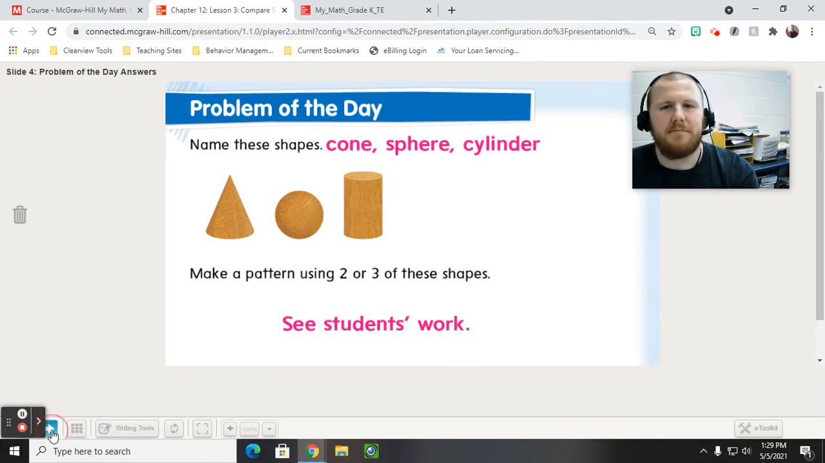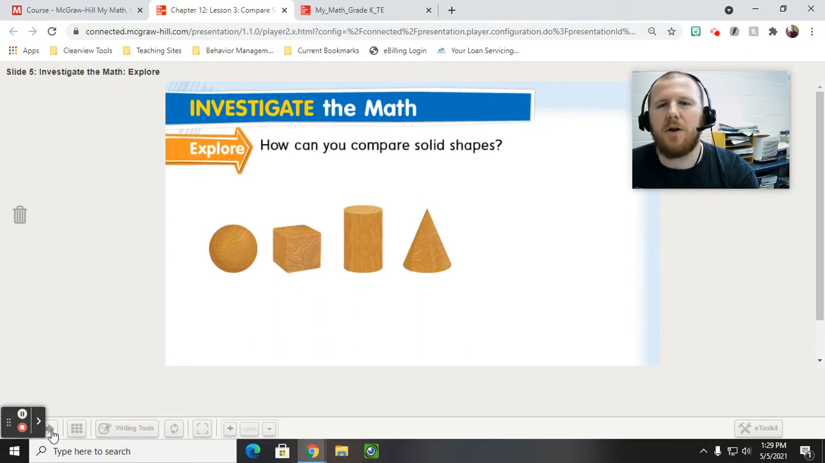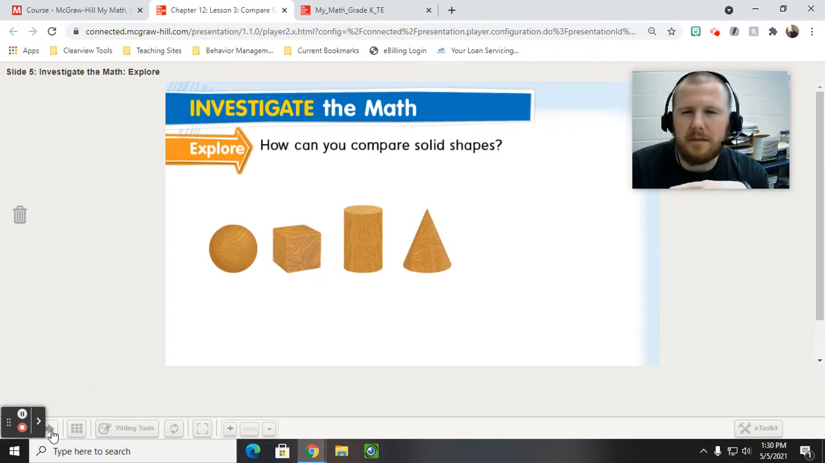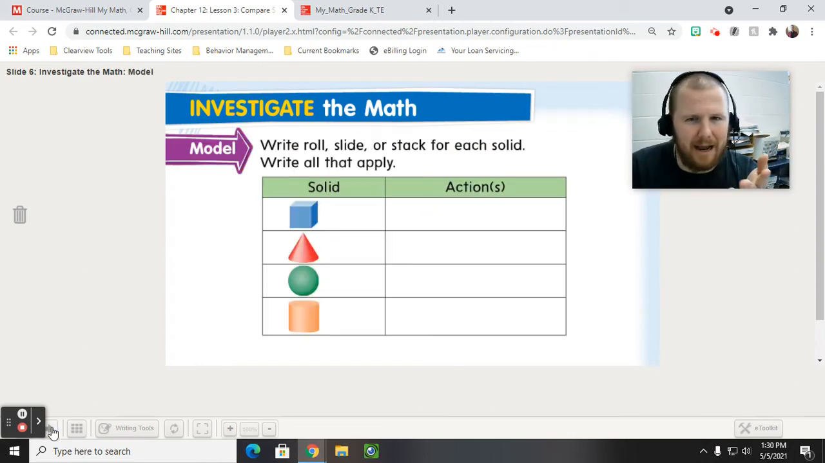Anyway, how can we compare the solid shapes? Well, we could do what we did with the flat shapes, seeing how many sides and vertices they have. We can add an extra component to that, because as we talked about in the other lessons, some of them have flat faces and some of them have round sides. So let's take a look at comparing these things.